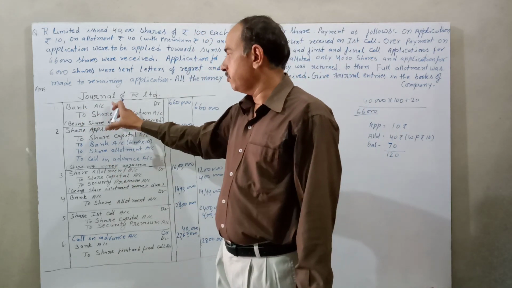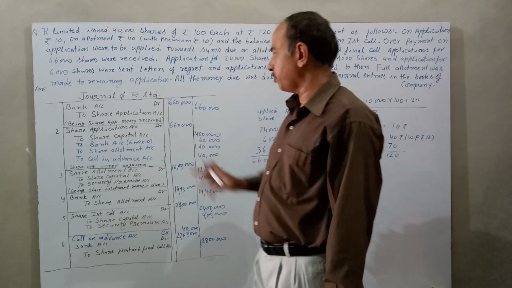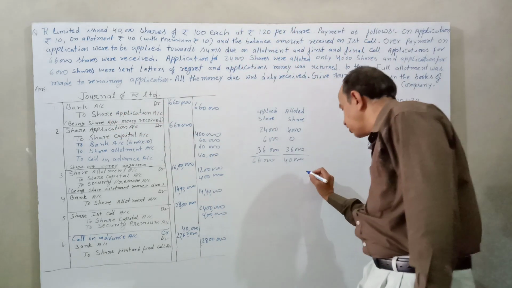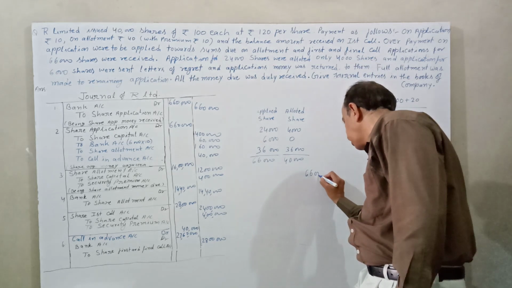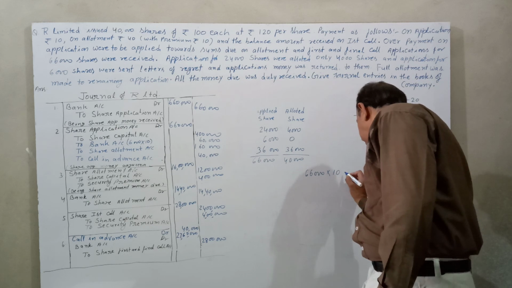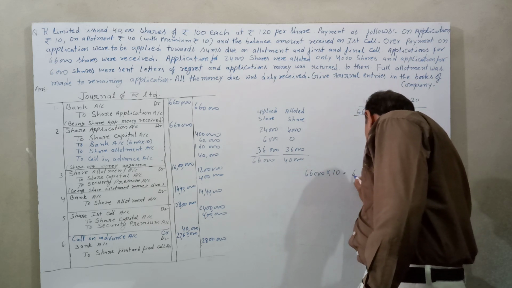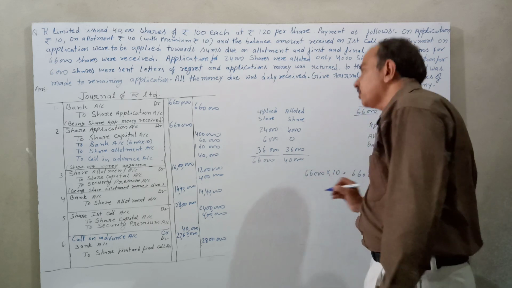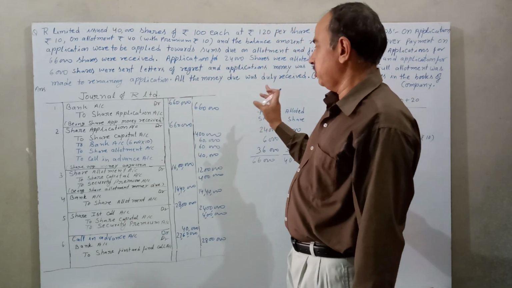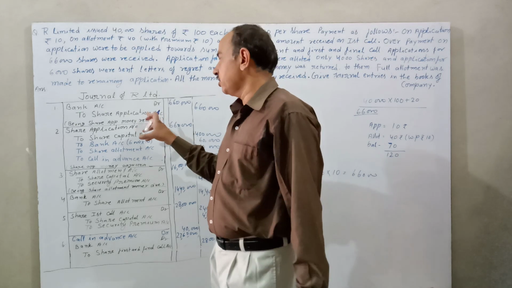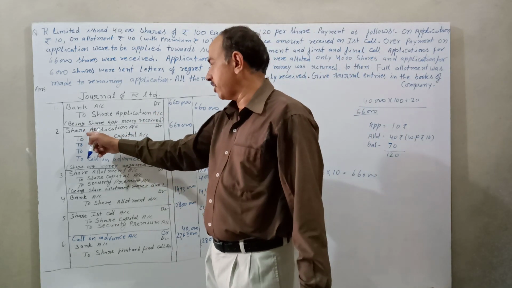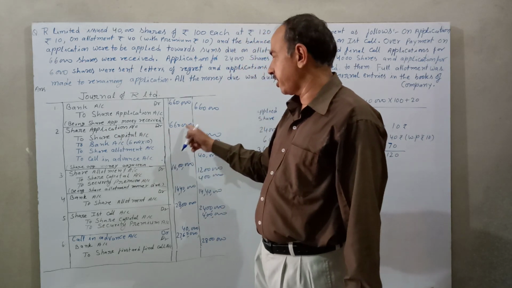First entry will be passed: bank account debit to share application. The amount is how many applications were received by the company? 66,000, and the value on application of one share is 10. So the amount is 6,60,000. We note here 6,60,000. The second entry is the transfer to share capital: share application account debit 6,60,000.